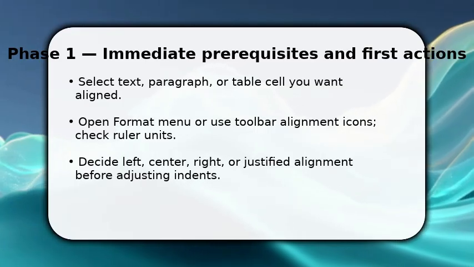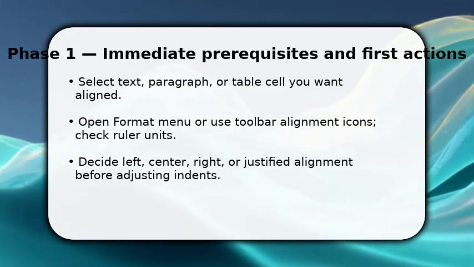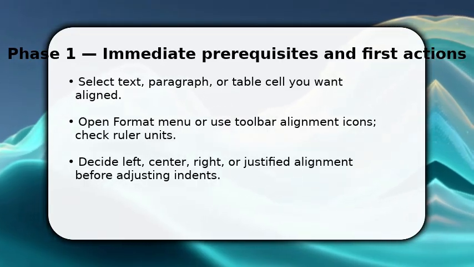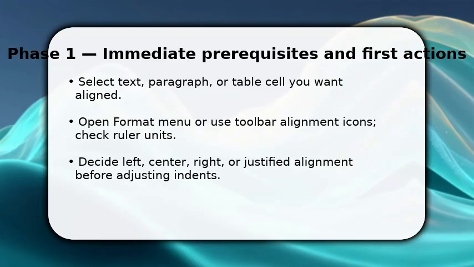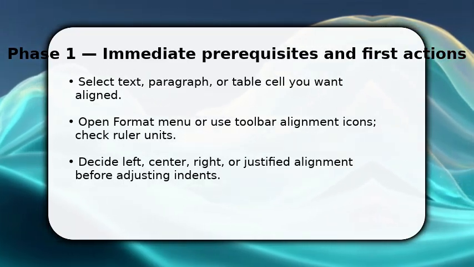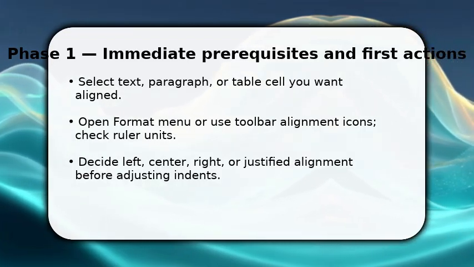You begin by selecting exactly what you want to change: a paragraph, table, cell, or the whole document. Once selected, open the Format menu or use the toolbar icons to inspect current settings. This shows left, center, right, or justified alignment. Make sure to check the ruler for indents and tab stops because alignment depends on those.